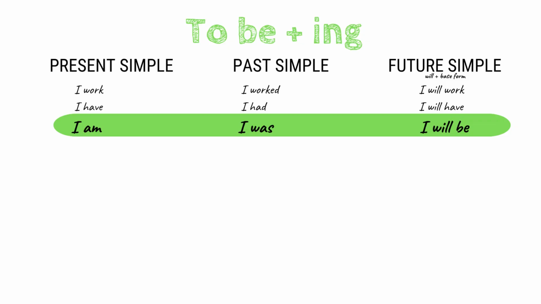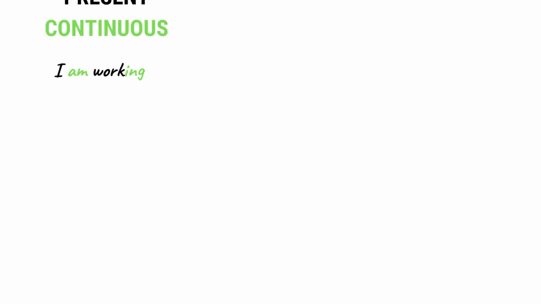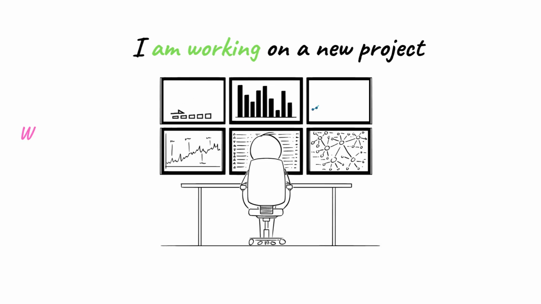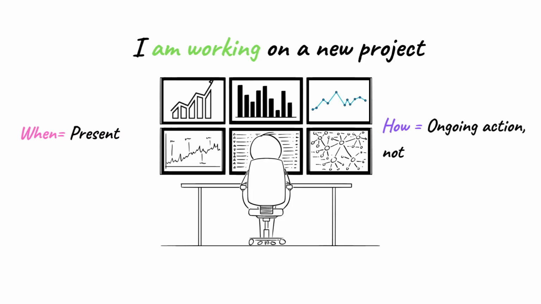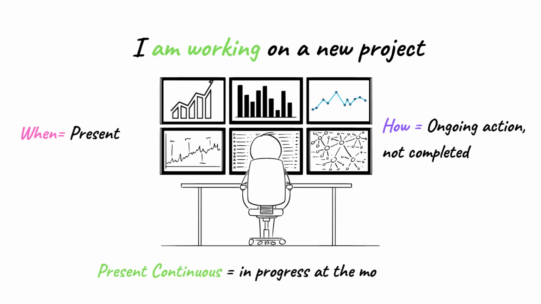So, the present continuous is I am working. For example, I am working on a new project. Here the time is the present, and the how is ongoing, not completed yet. The new project is not finished. So, the present continuous is used for events which are in progress at the moment of speaking.